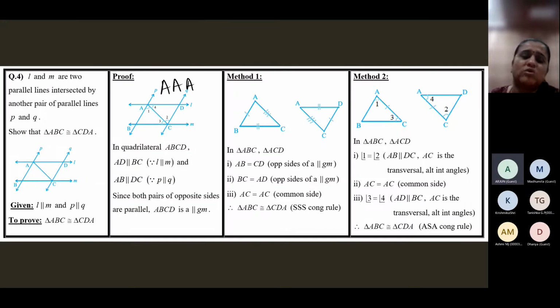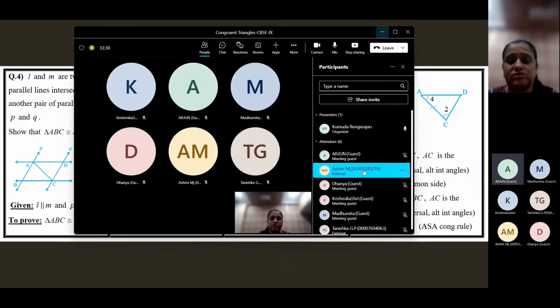Now, these are not the only two methods, children. Here there is a lot of information. You can also use AAS. You can also use the AAS rule and show that the triangles are congruent to each other. Now, let me tell you why AAA is not a valid congruence rule.